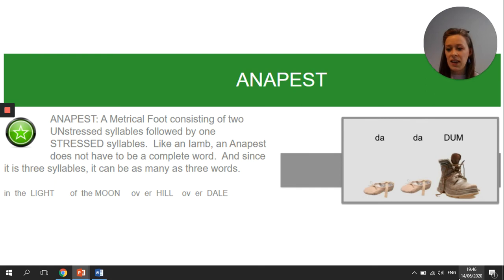So we've got some examples here. In the light of the moon, over hill, over dale. Can you hear that lilting motion it gets? Well, that's an anapest. In that little line you can see on the screen, in the light of the moon, over hill, over dale, we've actually got 4 anapests. If you had 2, it would be dimeter. 3, it would be trimeter. 4, it would be like Tetris, tetrameter. If you had 5, it would be like a pentagon, pentameter. So, a little bit dull, I know.